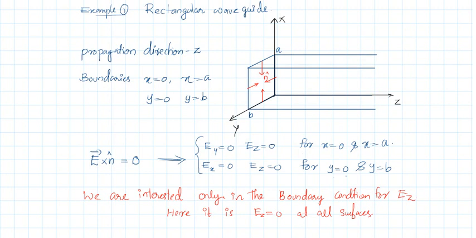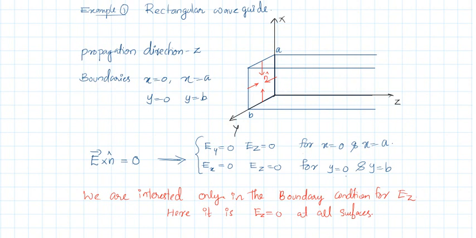Now, the first boundary condition, E cross n cap equal to 0, becomes Ey equal to 0 and Ez equal to 0 for x equal to 0 and a. What is the meaning of x equal to 0? X equal to 0 is actually the yz plane. In this yz plane, what are the tangential components of the electric field? It is simply Ey and Ez. And in the xz plane, for y equal to 0 and y equal to b, that is parallel to the xz plane, the tangential components are Ex and Ez.